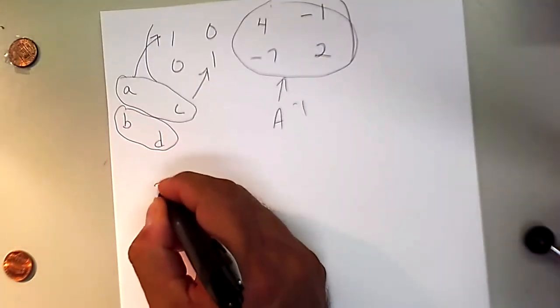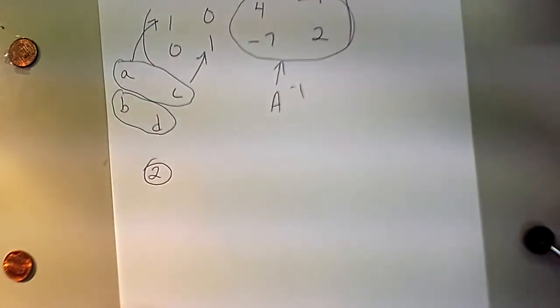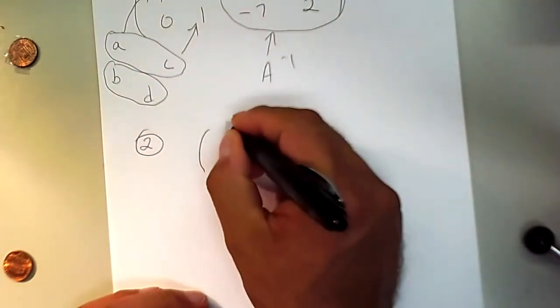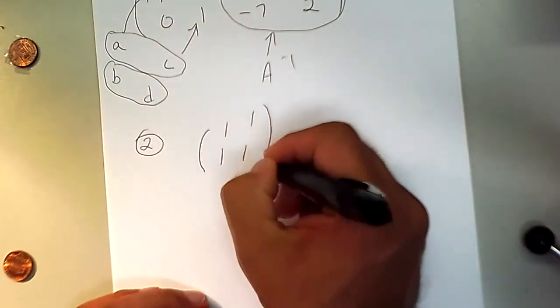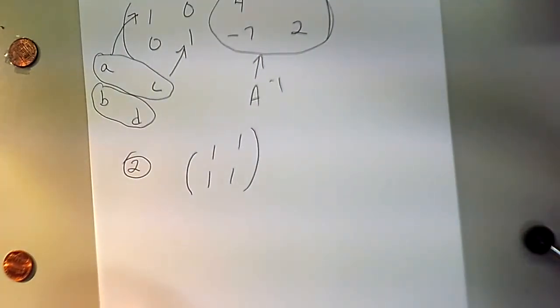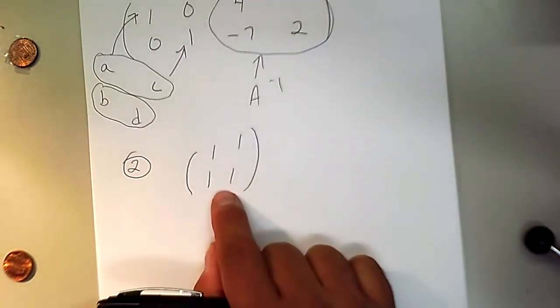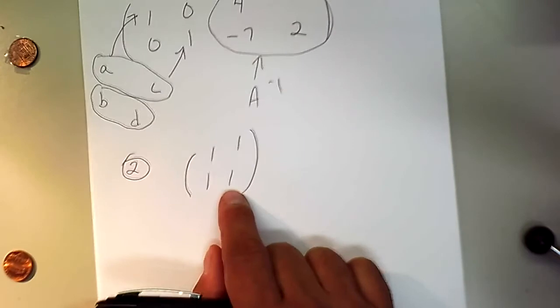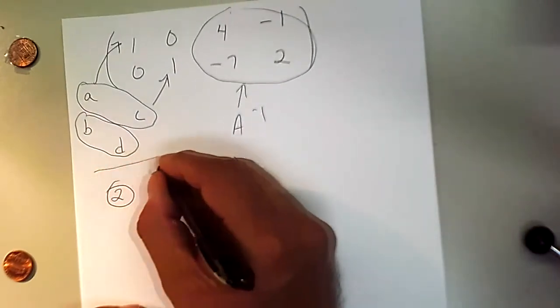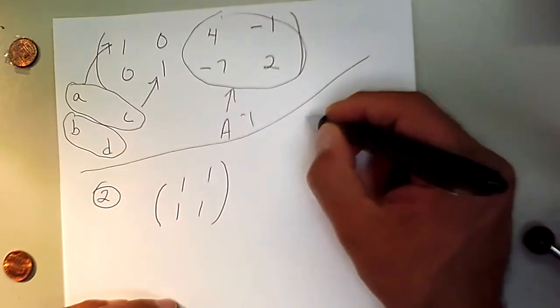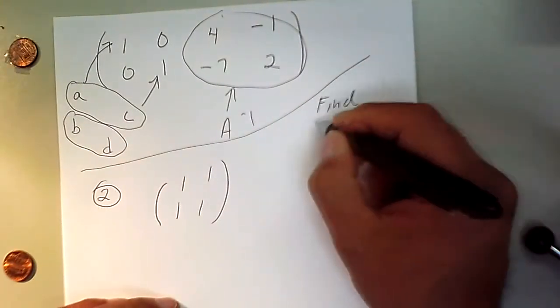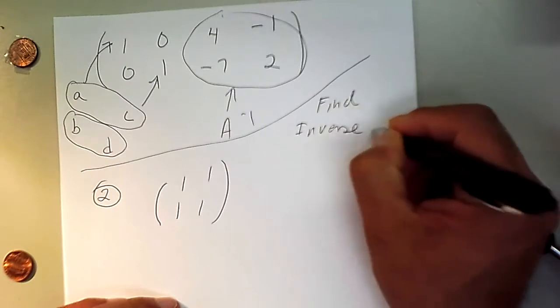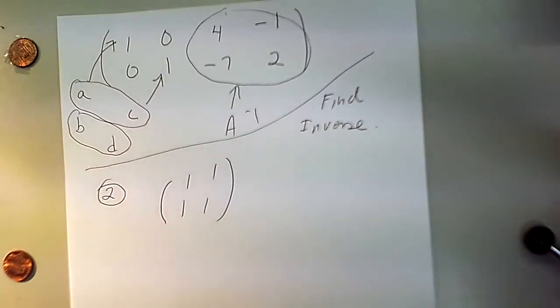Example 2. Let's try to find the inverse of 1, 1, 1, 1. Okay. So I'm going to do only half of the problem. Now, let me divide this and say we're going to find the inverse. Okay. Now, finding the inverse algebraically may assume that there is an inverse.